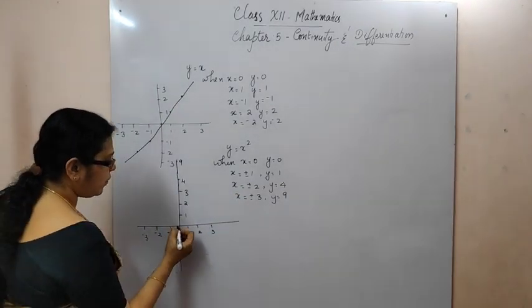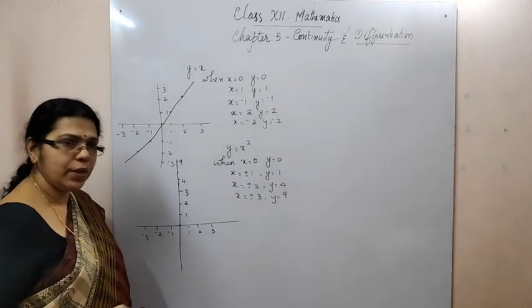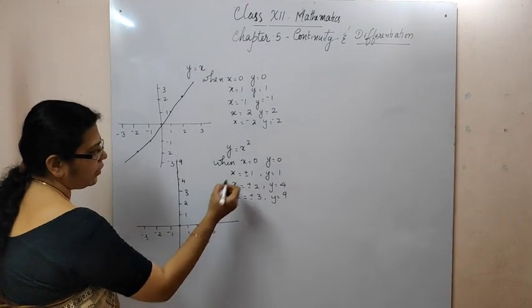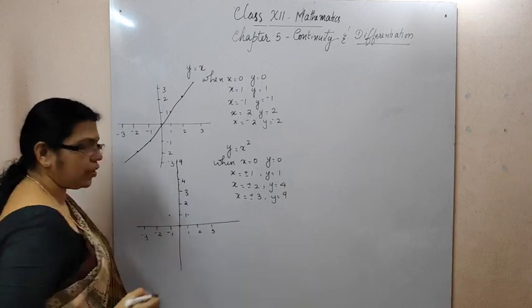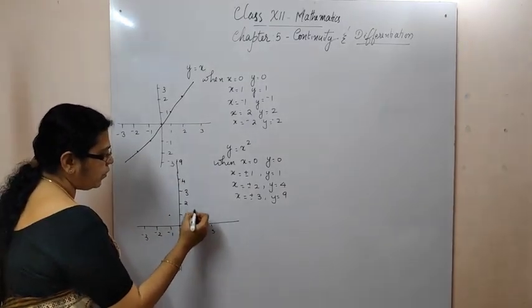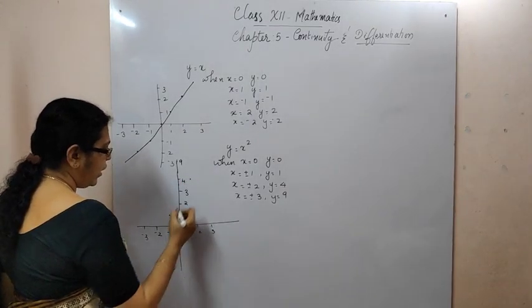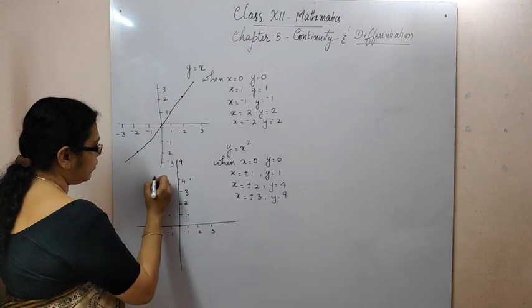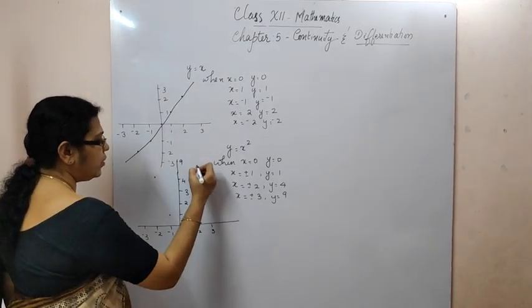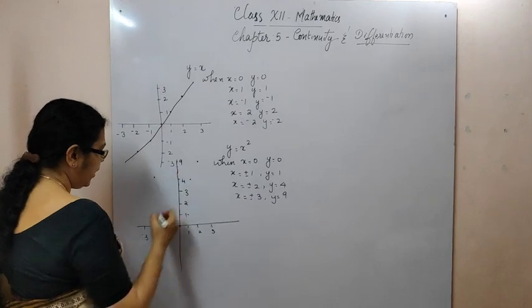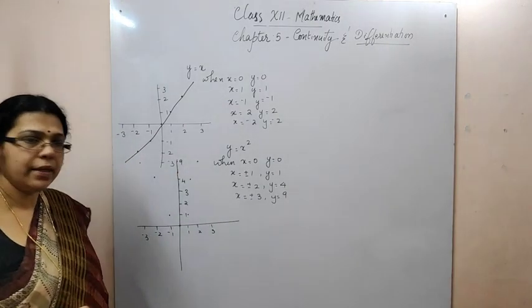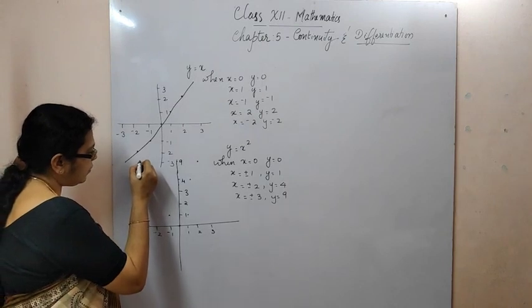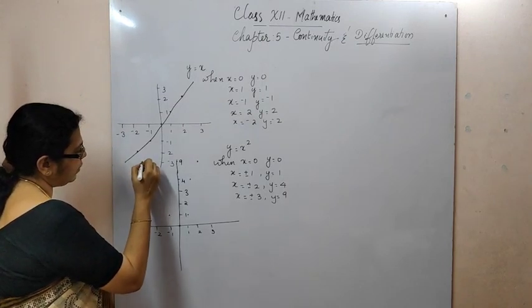x is equal to 0, y is equal to what? 0. x is equal to 1, y is equal to what? 1. x is equal to minus 1, y is equal to what? 1. x is equal to 2, y is equal to what? 4. x is equal to minus 2, y is equal to what? 4. x is equal to 3, y is equal to 9. x is equal to negative 3, y is again equal to 9. Now let me continue to draw this figure. What will I get? Somewhere here I am having, suppose.